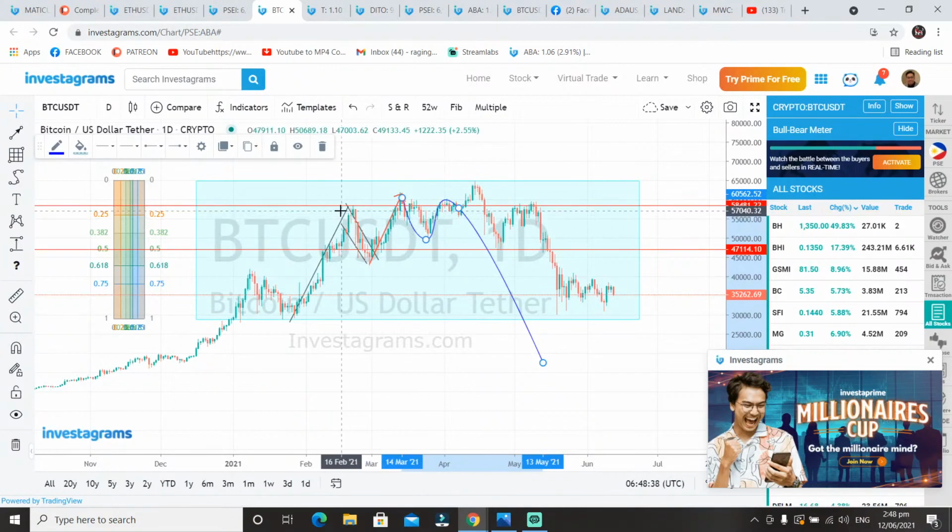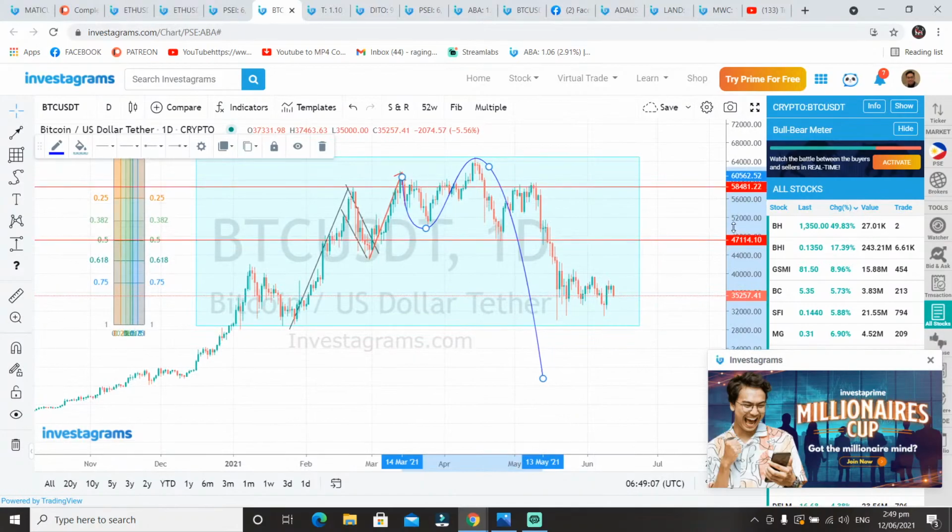It made a head and shoulder. So there's a head, then there's a shoulder. But of course, it deceived our traders by showing a bull trap like this. Traders thought that the head and shoulder didn't materialize and it actually made it up to this level.